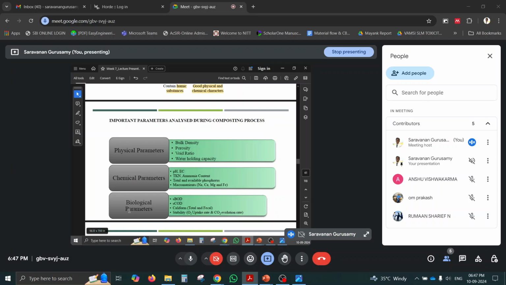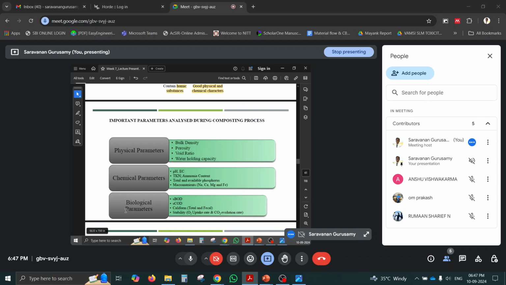And then biological parameters such as soil BOD and soil COD. You know what BOD and COD are for water? Biological oxygen demand, biochemical oxygen demand, and chemical oxygen demand. These are the two important parameters to denote the amount of organic matter present in the water and wastewater. The same thing we are discussing for soil BOD and soil COD.